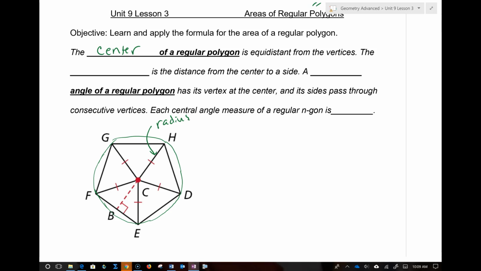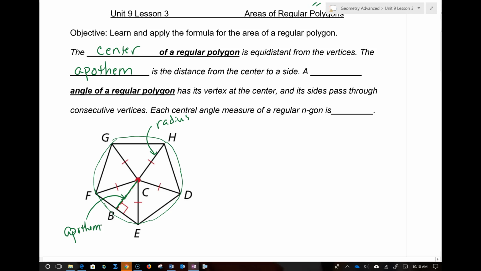So we also have the radius. We have another one: the apothem. A new term you've never heard before. The apothem is the distance from the center to the side. So in this case, this segment right here is your apothem. It comes from the center, and remember it says the distance. When we talk about distance, we're always talking about perpendicular distance, because the shortest distance from a point to a line is always the perpendicular line segment. So it's the length of that perpendicular segment.